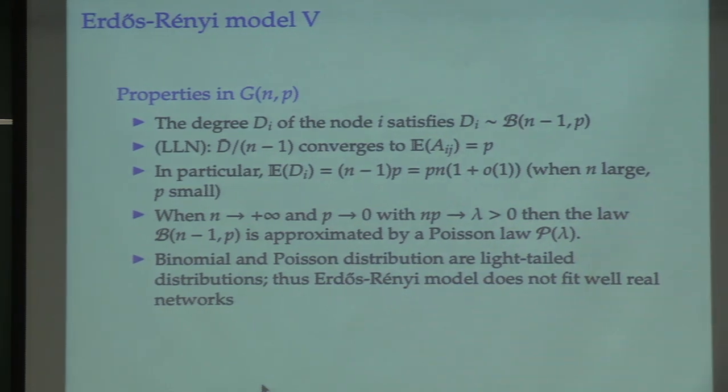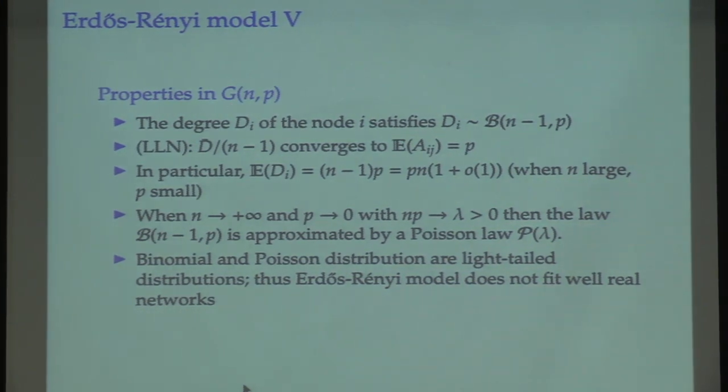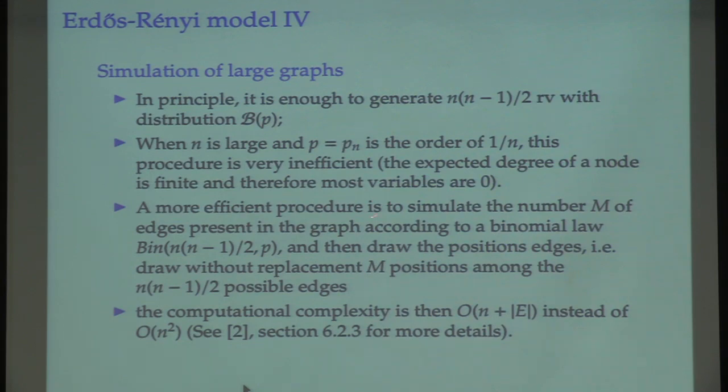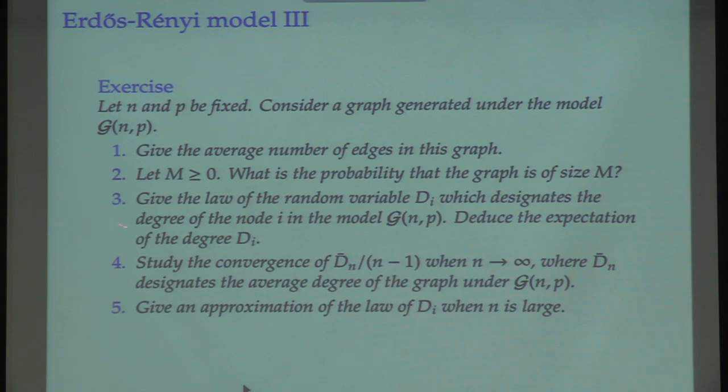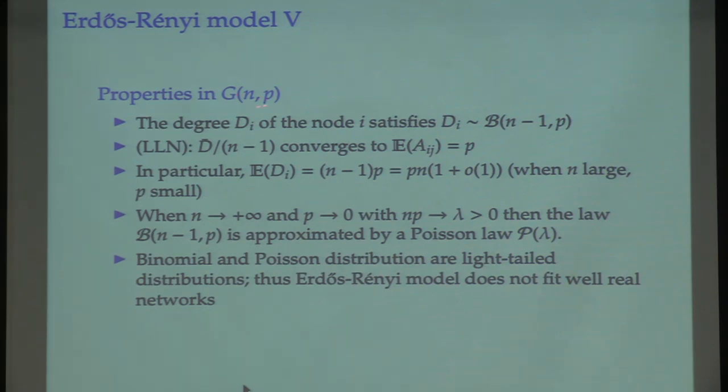So some properties of a graph. My notation: I call calligraphic G(n,p) the model, and when I take one random graph in that model, I put a normal G. That's the difference of notation. So let's take a graph generated under the model G(n,p), a random graph of the Erdős-Rényi type under the G(n,p) variant. Then we can easily see that the degree of a node is also a binomial distribution with parameters n minus 1 and p.